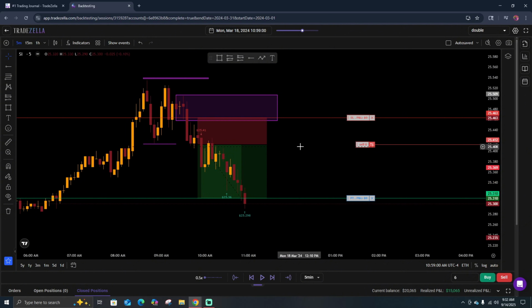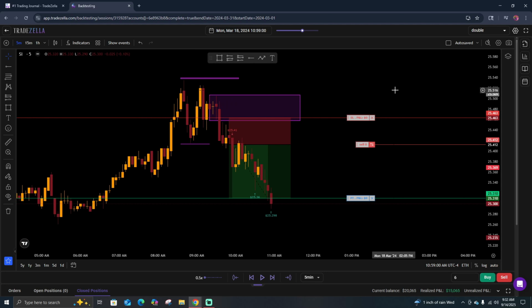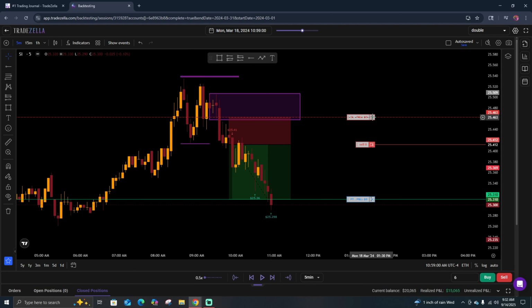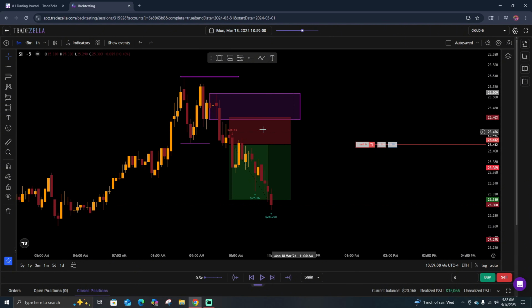So that's the main thing I want you guys to see when I'm about to show you these trades. I'm going to do a couple. So just pay attention: first break of structure on the 930 candle or after the 930 candle. Let's see the results.